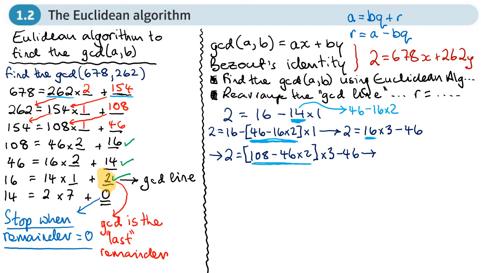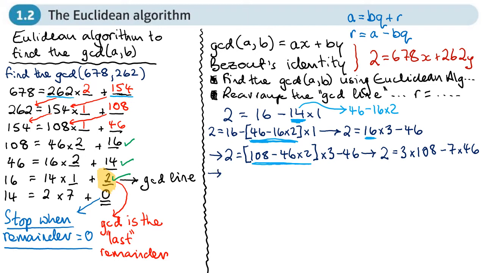Again, we'll group together terms and tidy this up. So this will become 2 equals 3 times 108, from expanding the brackets, minus 7 times by 46. Because we've got negative 2 times 46, times that by 3, that's going to be negative 6 lots of 46. Take away another 46 is going to be negative 7 lots of 46. Right, and then we carry on.